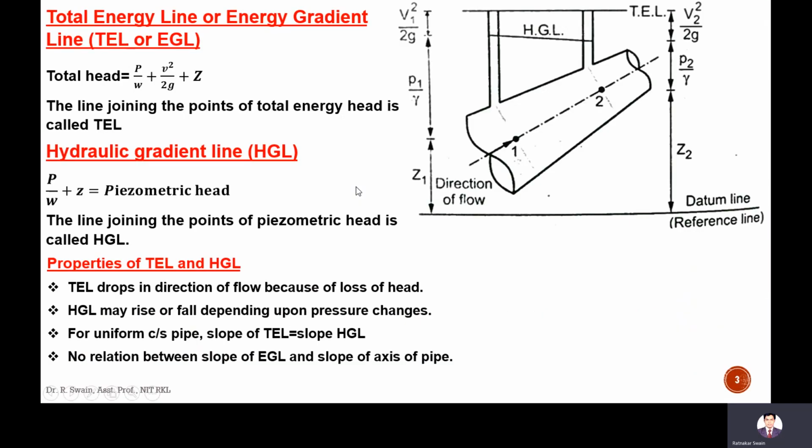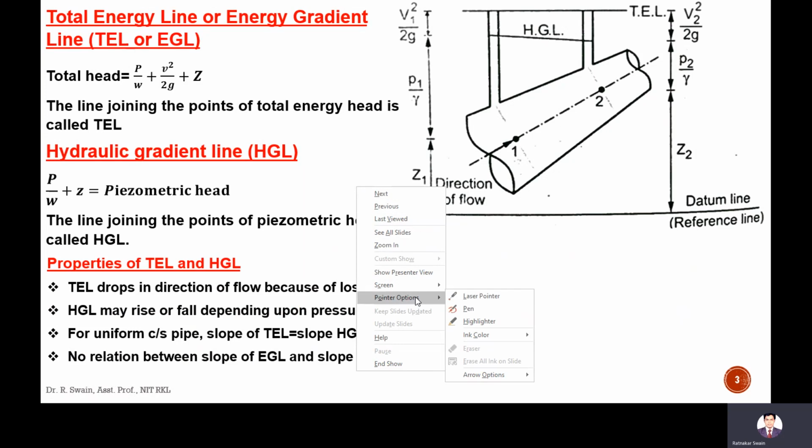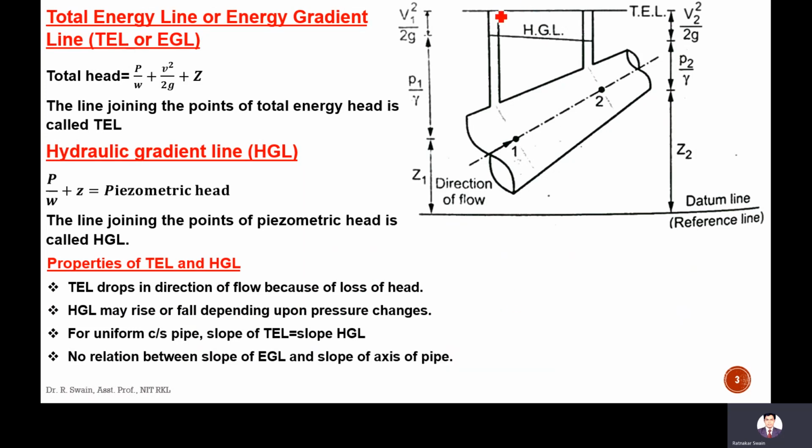What is this total energy line? Total energy line, that is the total energy head. The line joining the points of total energy head is called the total energy line. Like here, datum head Z1, pressure head P1 by rho g, and velocity head V1 square by 2g. So the summation of these is the total energy head, and the line joining the points of this total energy head is called the total energy line.